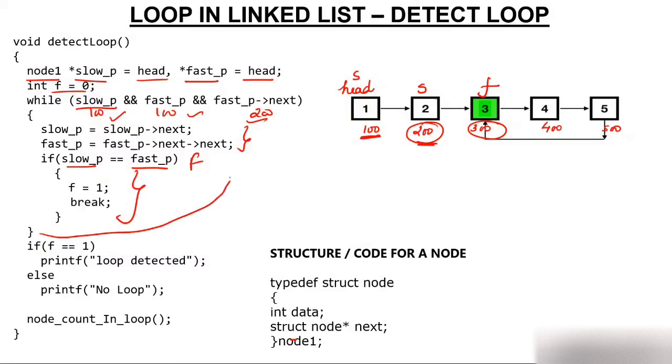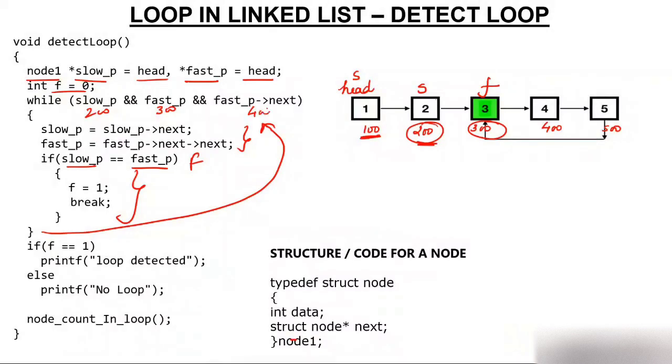Will again check which condition? The while condition. So now slow is 200, fast is 300, and fast next is 400. Fine. So this is true, other than 0. And gate is there. 200, 300 and 400 is true, because anything other than 0 is true.